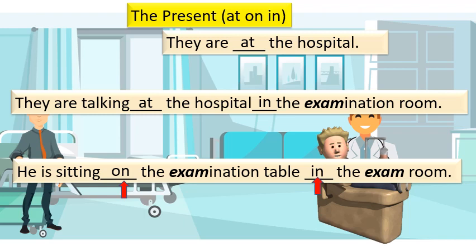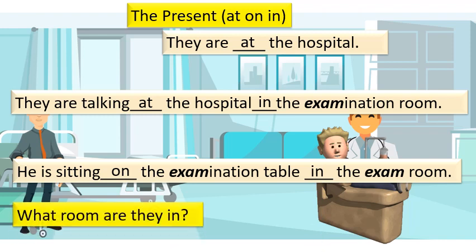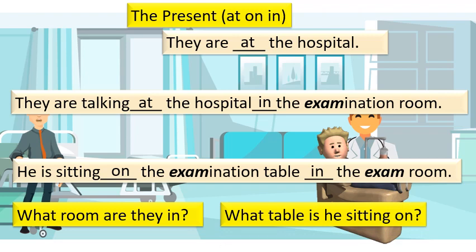The question? Where is he sitting? What room are they in? The answer? The examination room. What table is he sitting on? The answer? The examination table.